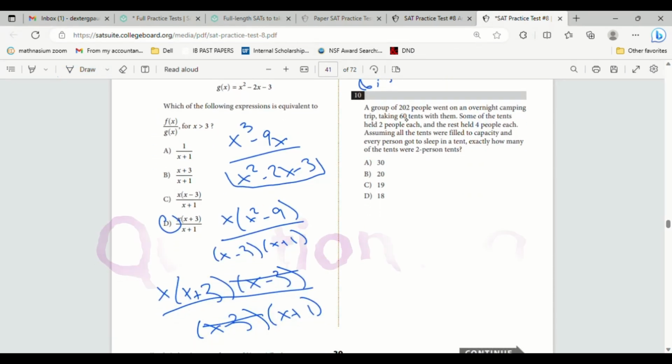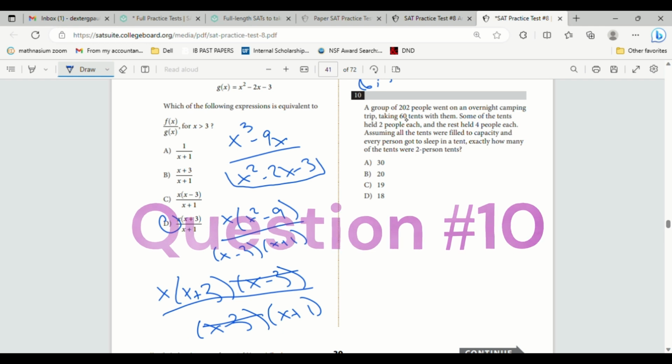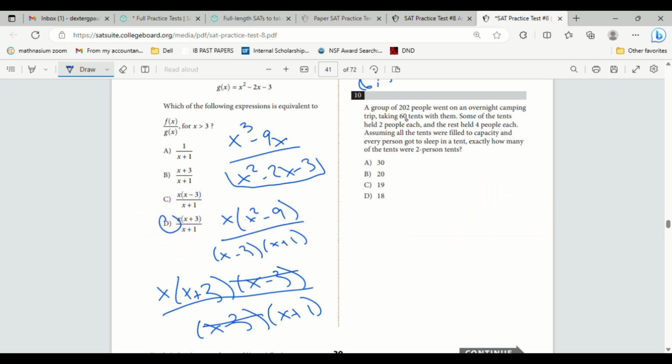Number 10, a group of 202 people went on an overnight camping trip, taking 60 tents with them. Some of the tents held 2 people each, and the rest held 4 people each. Assuming that all tents were filled to capacity and every person got to sleep in a tent, exactly how many of the tents were 2-person tents?